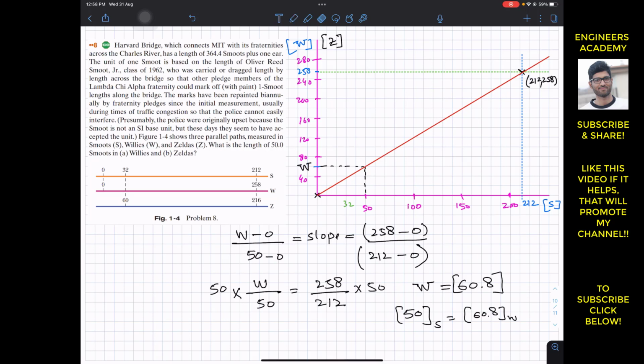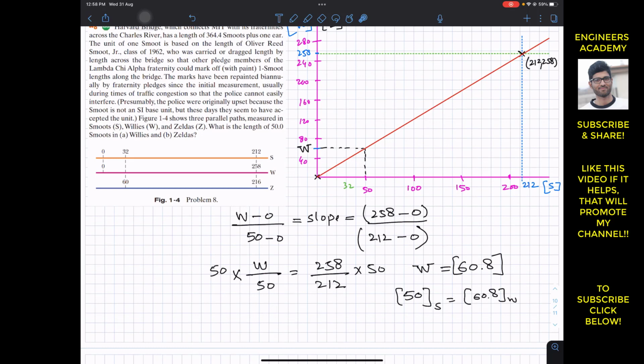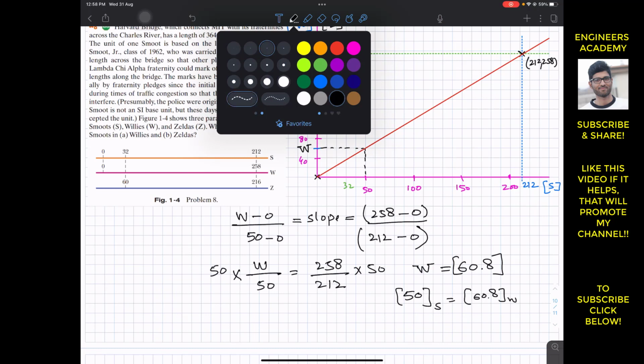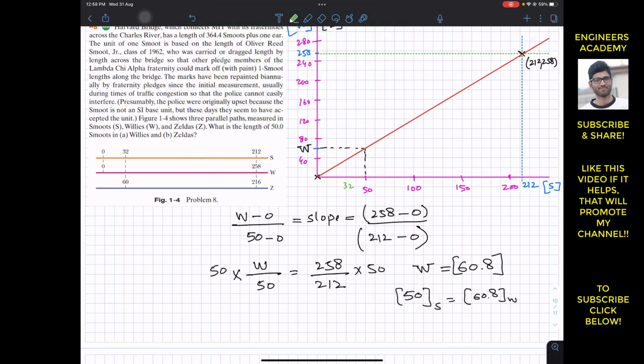Now as we can see, when Smoots is 32, the Zillies is 60. One division on the x-axis is 10, so 10, 20, 30. So this is 30, so 32 is somewhere here. If I draw a vertical line at 32, let me draw a dashed line at 32. So at 32, it is somewhere here, right? So when Smoots is 32, Zillies is 60. Let's erase this.